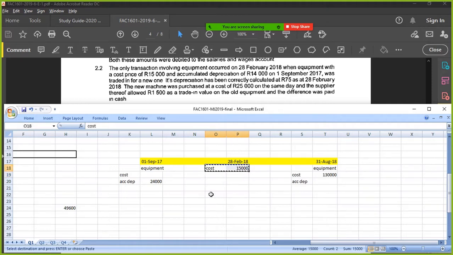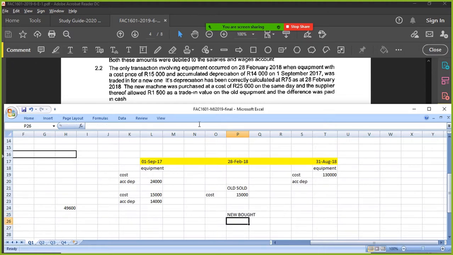Okay, so this needs to move down a bit. Okay, accumulated here was 14. All right, for this asset. Okay, obviously the cost won't change. All right, so equipment on that date with accumulated depreciation of that was traded in for a new one. Okay, so that was the old sold and then a new bought.